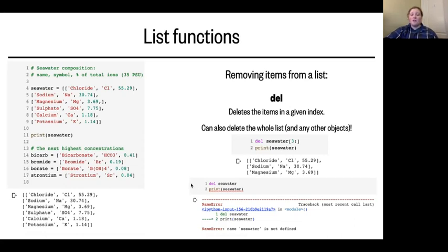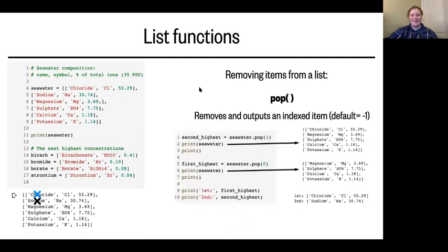However, the del function can also delete the whole list, or it can delete any other objects. So if you say del seawater, and then you try to print seawater, you're going to get an error because you just deleted it. So be very cautious using del and make sure that you're not deleting anything that you don't want to delete or that you can't get back.